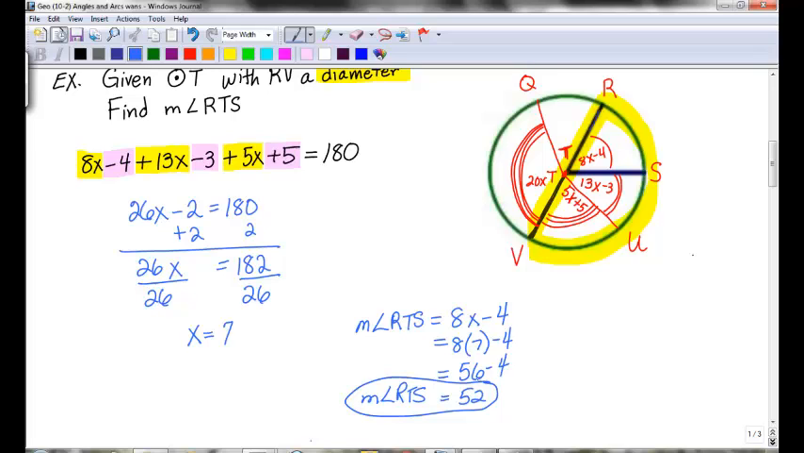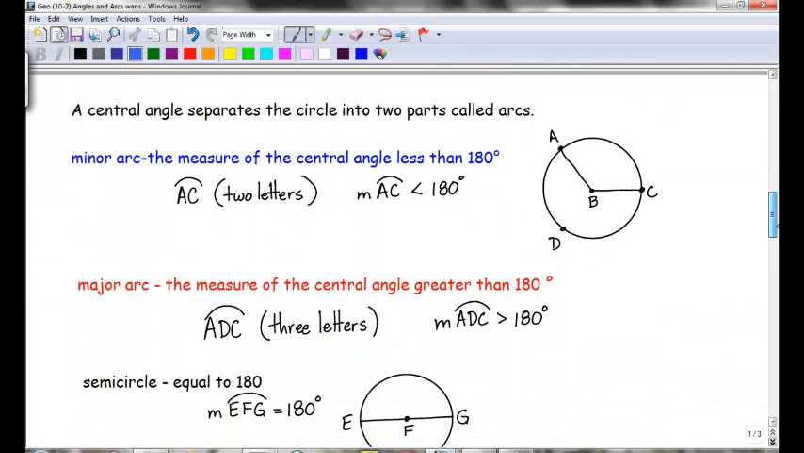Okay with that? So if it's all the way around on a circle, it's 360. If they give you the diameter, halfway around, 180. Okay? Everybody okay with that one? Okay, the next part.